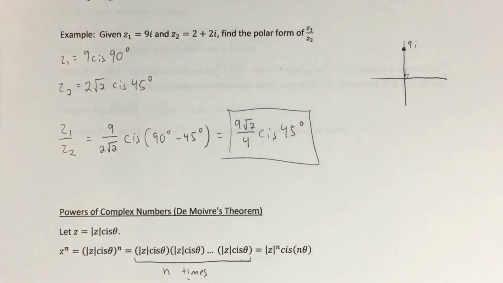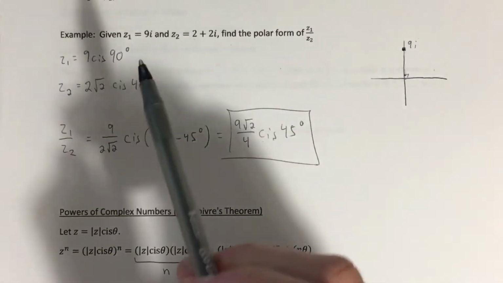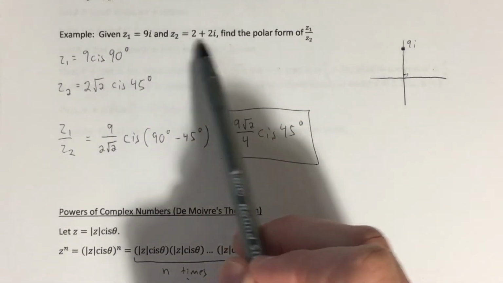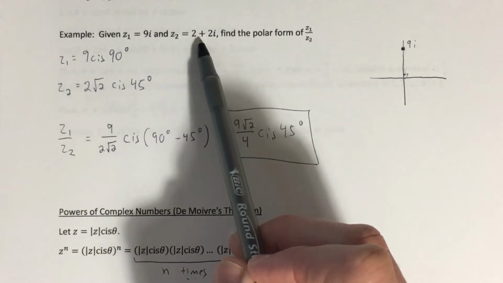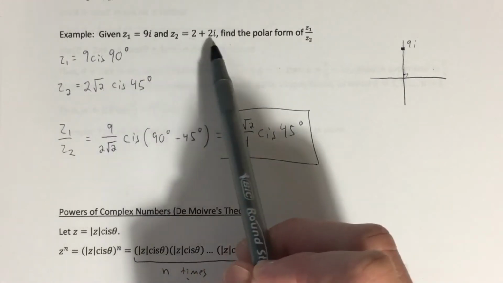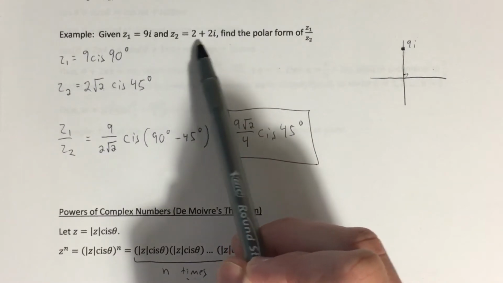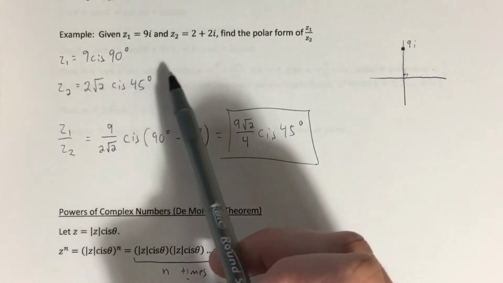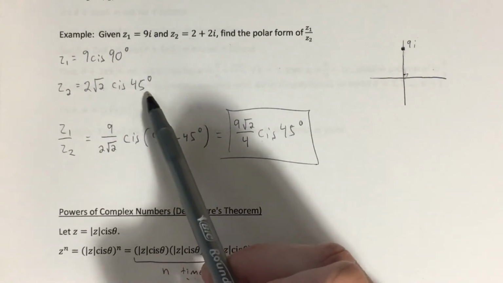Again, you can use your conversion formulas to come up with that, but you would have ended up with the exact same thing. For z2, you would have also used those conversion formulas. I just kind of jumped straight to the polar form here, but I would suggest practicing this. Try converting this to polar form yourself to confirm that it's correct. We get 2 root 2 cis 45 degrees.